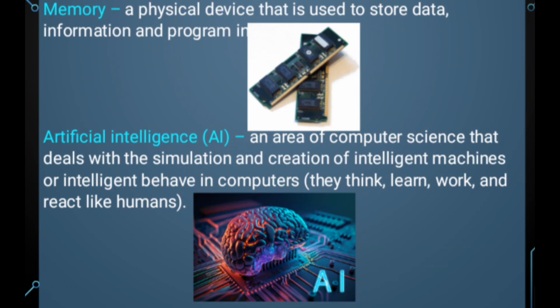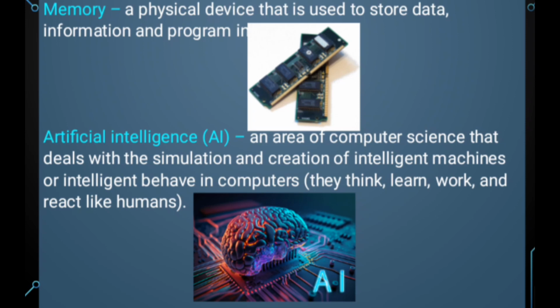Memory and Artificial Intelligence. Memory, a physical device that is used to store data, information, and program information. It refers to recalling the source of learning information. Program memory includes space for the use of programs as well as addressable memory locations for the storage of data.